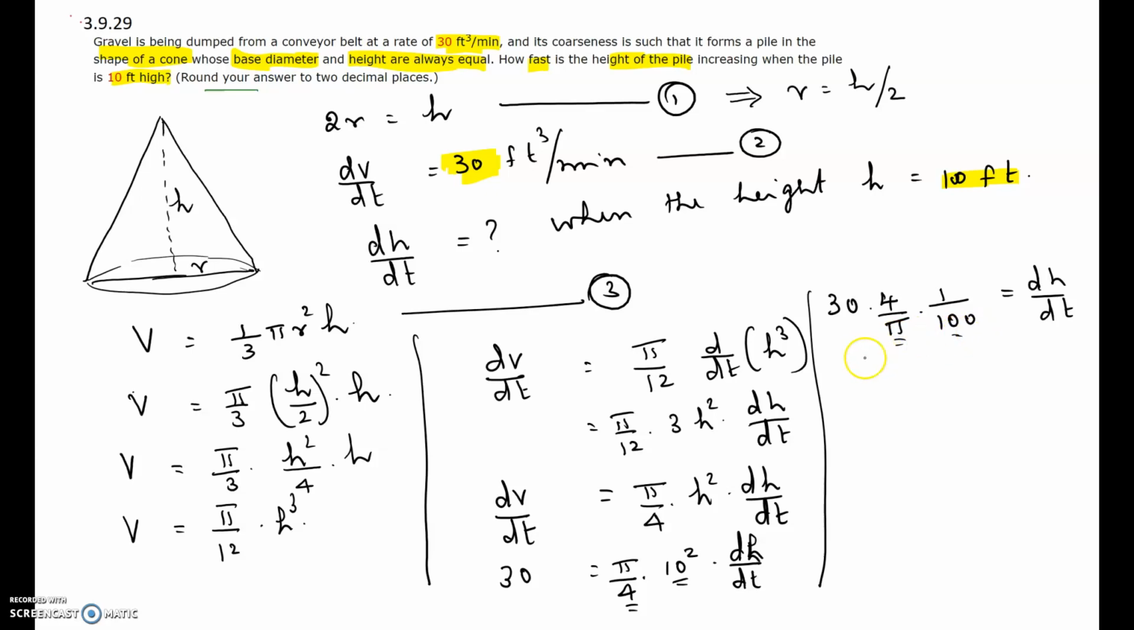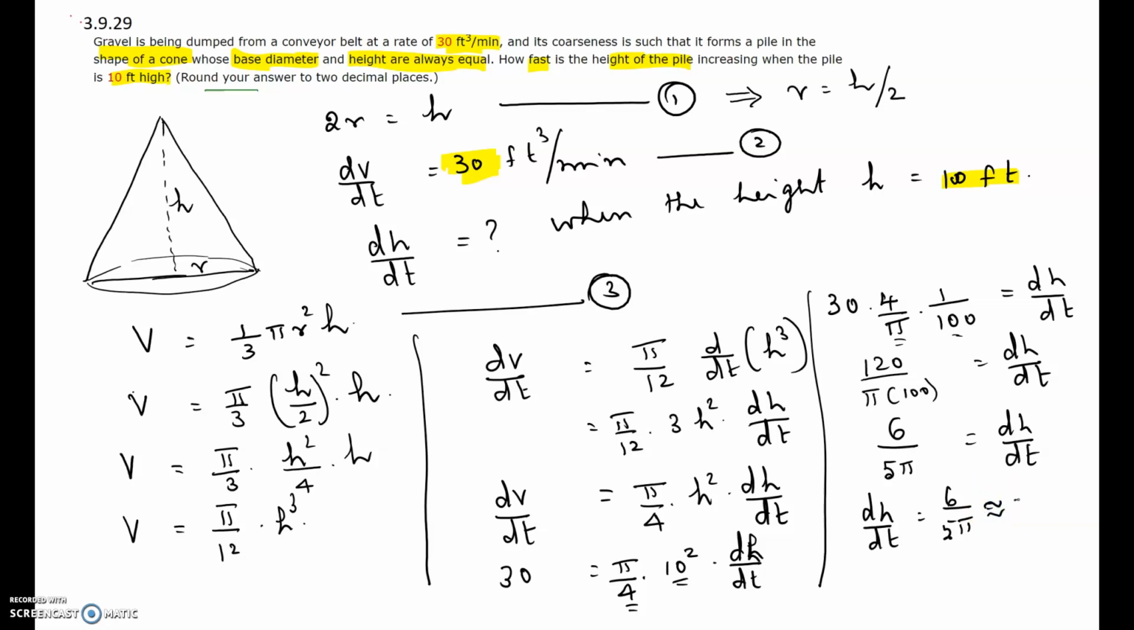So it is equal to now 120 over pi times 100. That will be dh by dt. If you reduce this, it will be 6 over 5 pi, which is dh by dt. So the height is changing at the rate of 6 over 5 pi feet per minute. If you write that in terms of decimal, it will be approximately 0.38 feet per minute. 0.38 approximately feet per minute.